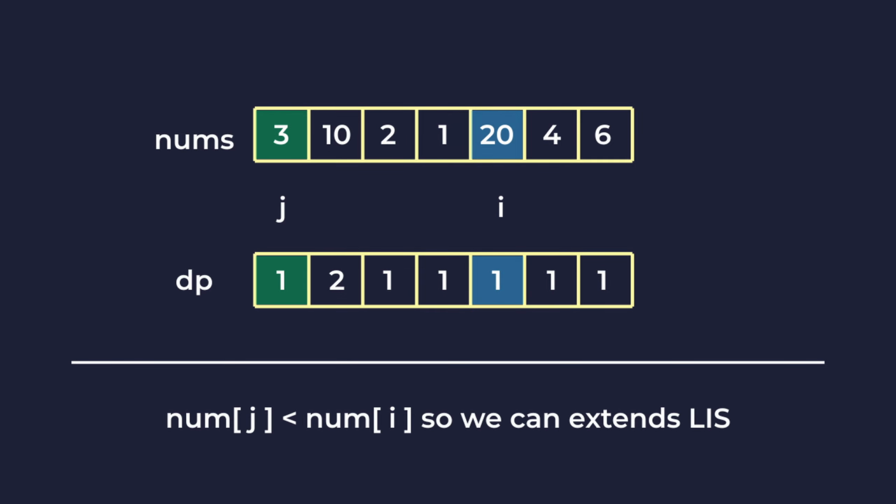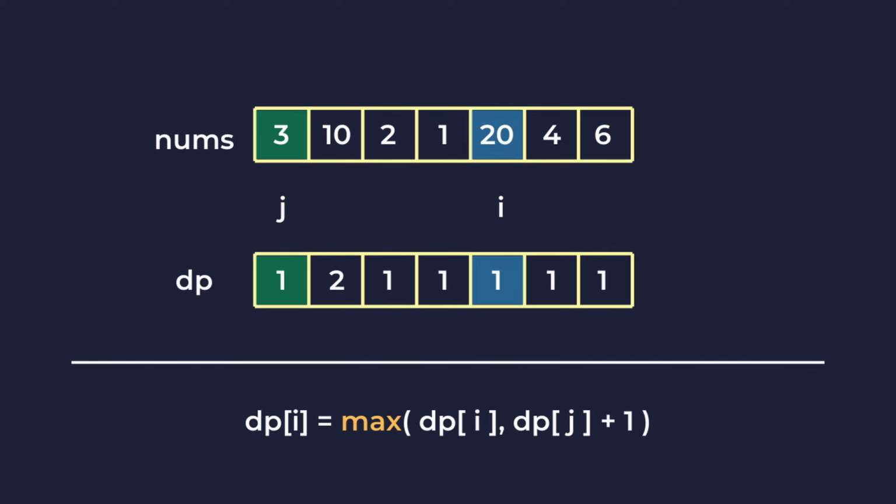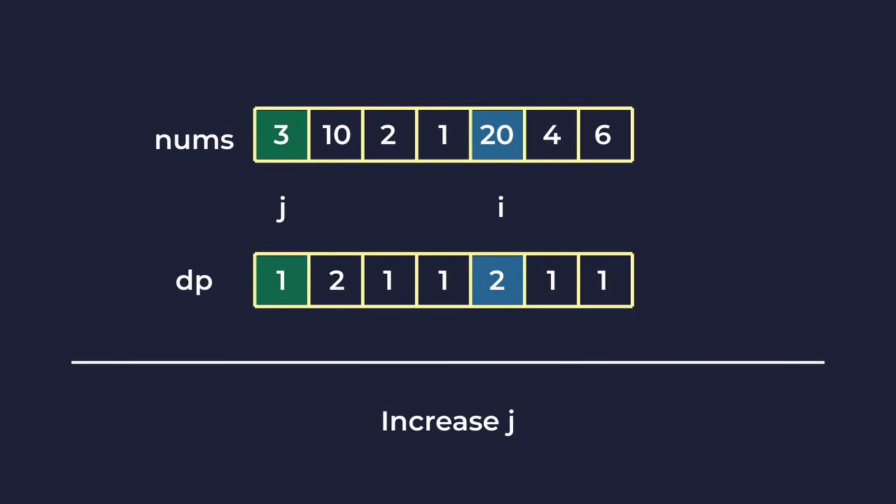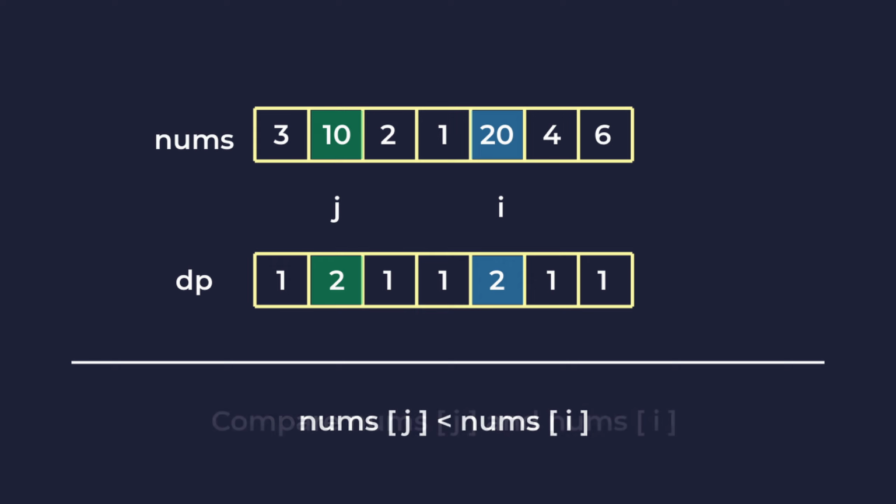This time, some j values are smaller than num's i, which means we can extend the subsequence. We update the DP array using the formula. Then we move j forward, check again, and if num's j is smaller, we try to extend. If the DP value is already larger, no update is needed. We keep moving j until we finish.